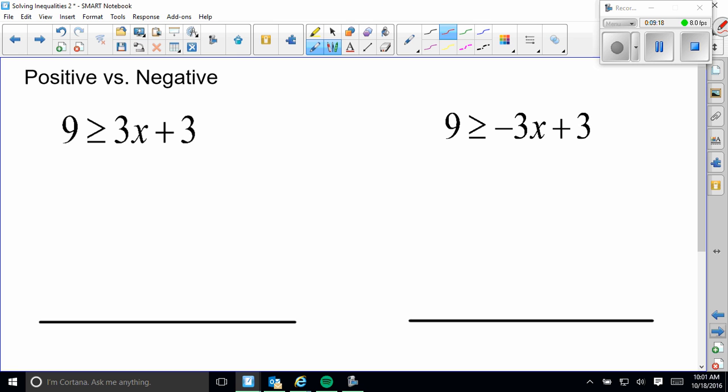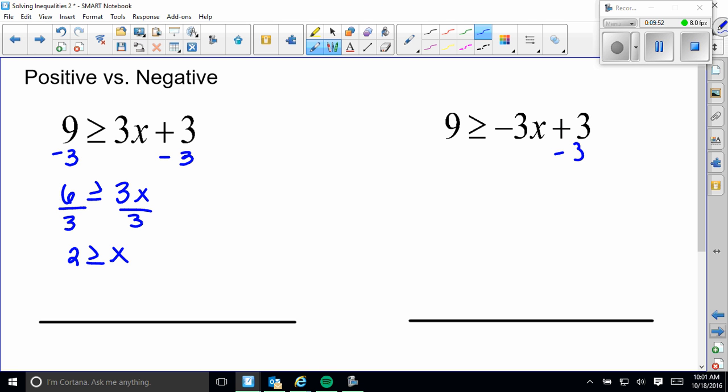Alright, now we're going to look at what happens to the inequality sign when we are multiplying or dividing by a negative number. So once again, these 2 inequalities are very, very similar. The only difference is that on the left, it's a positive 3x, and on the right, it's a negative 3x. So we're going to go ahead and solve these. So there we have 2 is greater than or equal to x.